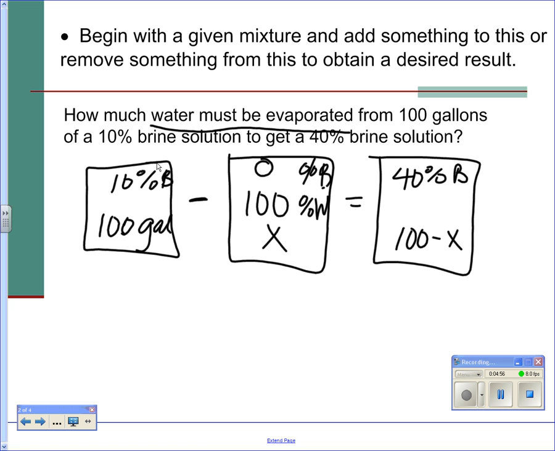Okay. If this is 10% brine, how much percent water is it? It's 90% water. If this is 40% brine, it is 60% water. Does that make sense? Any questions on how?